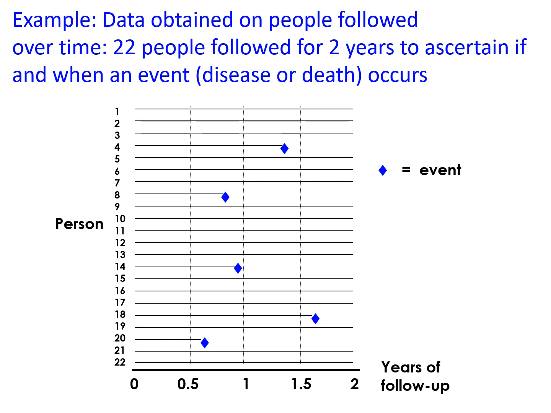Now, in order to be able to illustrate data of this type, this figure shows data obtained on people followed over time. So we have 22 people represented by these 22 lines followed for 2 years to ascertain if and when an event, which may be a disease or death, occurs. So the lines are numbered 1 to 22. The x-axis shows up to 2 years of follow-up, and the line shows a person being followed over time. And if they develop an event, then the line stops at that point, and the event is indicated by a diamond.